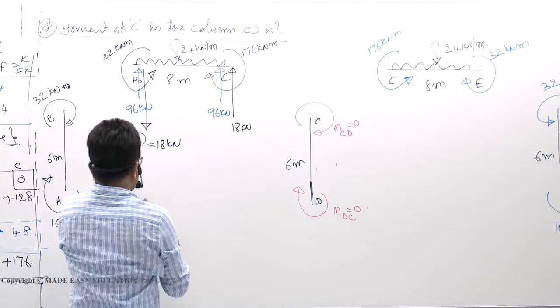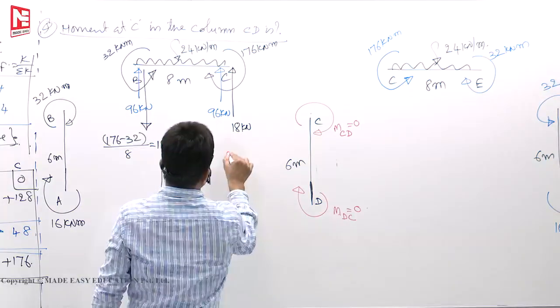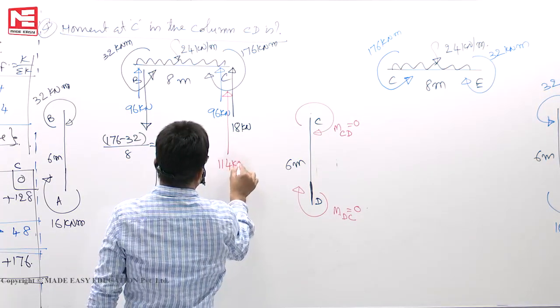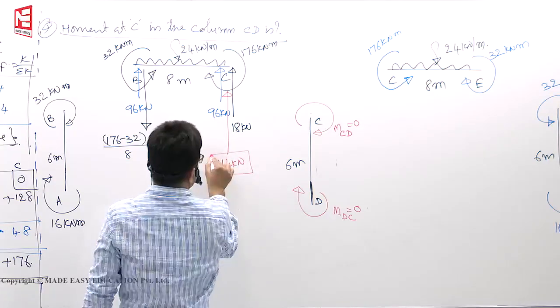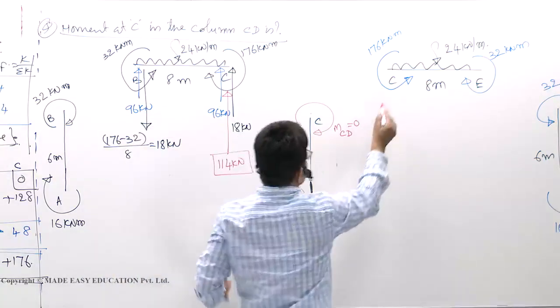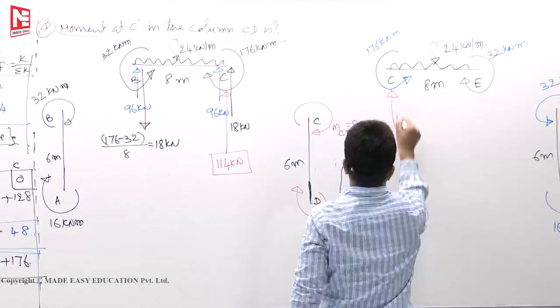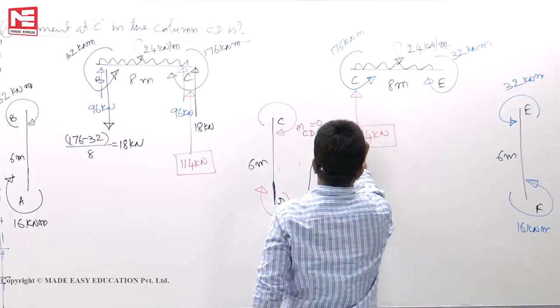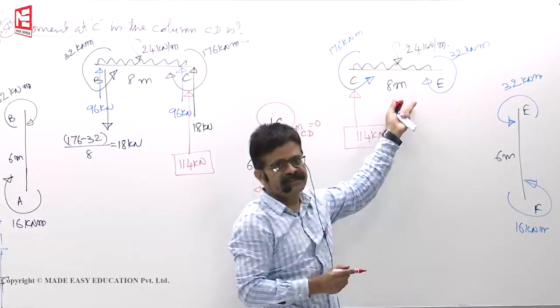Next, now final moment, final reaction, how much? 96 plus 18, 114 upward. Because of the symmetry, here also there should be 114 only. Same thing, we don't have to repeat and waste our time.